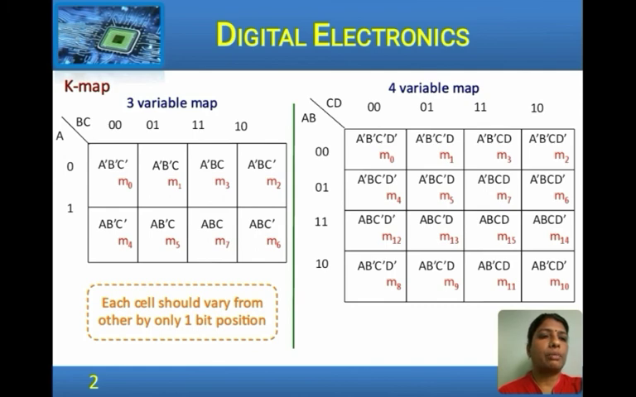Similarly, for a 4 variable map ABCD, AB can take the values of 00, 01, 10, 11, and CD similarly a similar combination. So, the combinations can be 0000, 0001, 0010, which is written at the end, and then 0011, and M0, 1, 2, 3, the numbers represent the decimal equivalent, and here the min terms are represented.